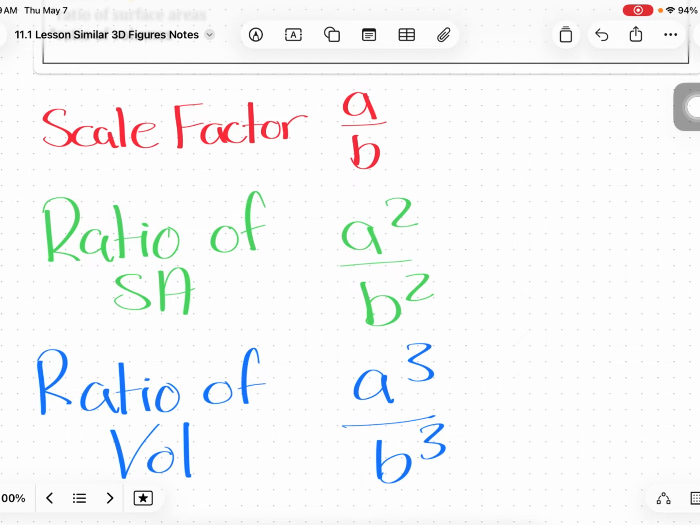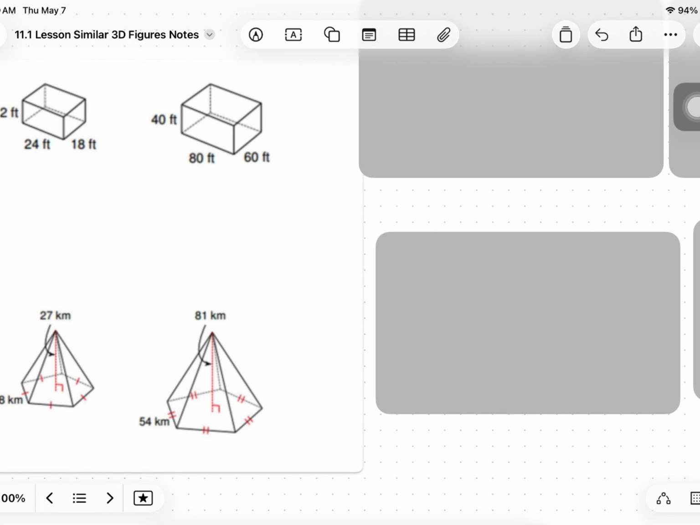Notice we have the letters A and B. There's no real reason we choose A and B. A can be the smaller shape, A can be the bigger shape. Typically, I'm going to write the smaller shape on top, but we can use that scale factor to find the ratio of surface areas. We can use that scale factor to find the ratio of volumes, and then we can interchange between the three of them if we need to, and I will say more on that in an example.